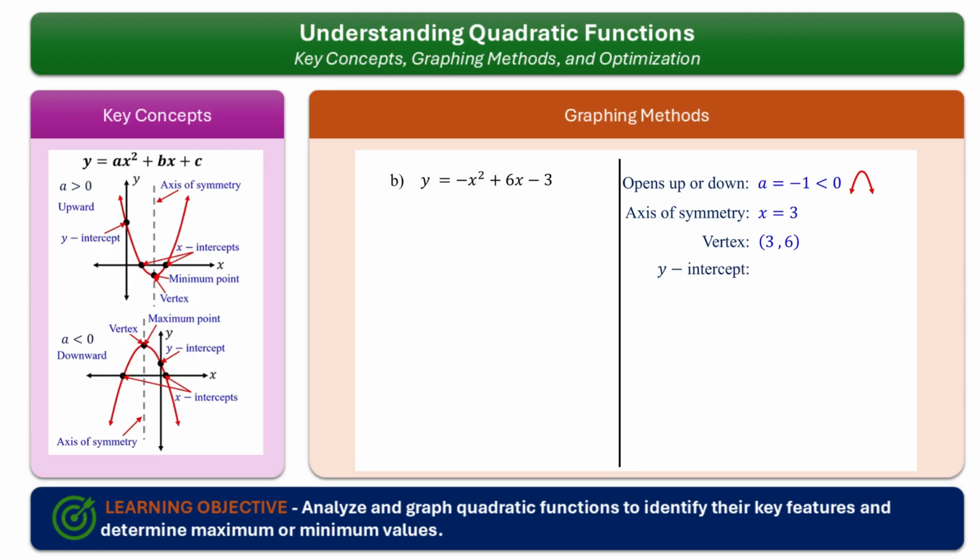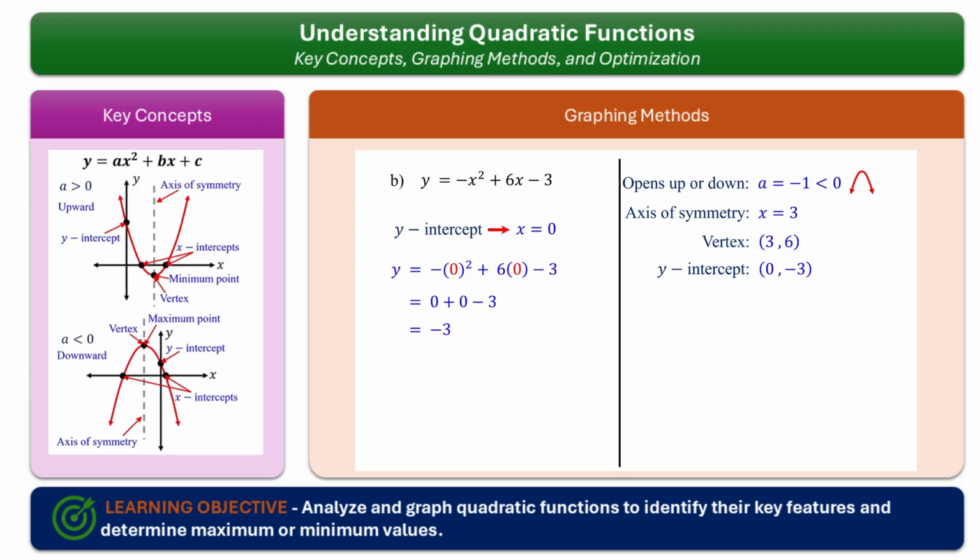Next, find the y-intercept. Remember, the y-intercept occurs when x equals 0. So, set x to 0 and solve for y. This simplifies to -3, right? Therefore, the y-intercept is the point 0, -3.